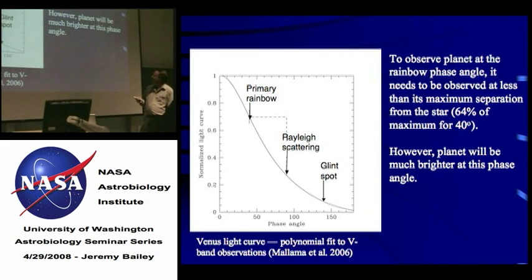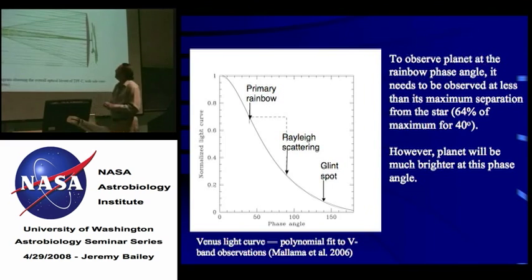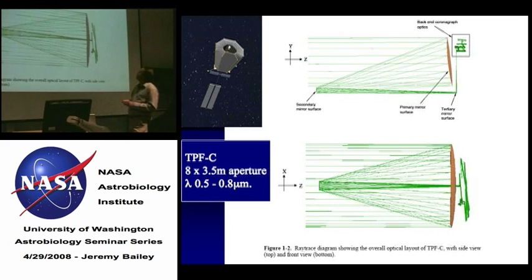The Rayleigh scattering is a bit better. That's up here, about 30% of maximum brightness, and also where the planet is furthest from its star, so that's sort of an optimum time to observe. And the primary rainbow is up where the planet is really bright, although it is starting to get a bit nearer to the star. So this is just a picture of the optical system of TPFC, which is the sort of instrument we would want to use for such observations.